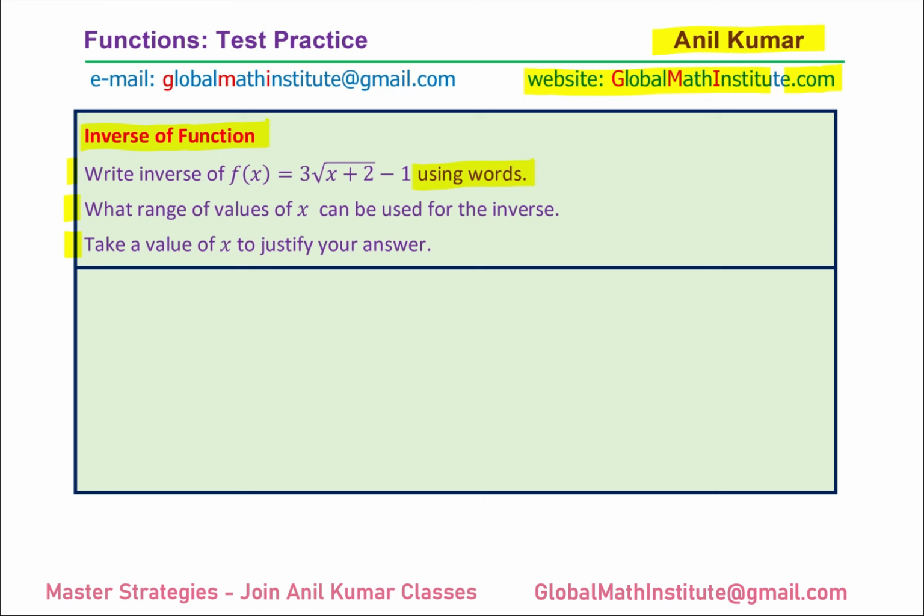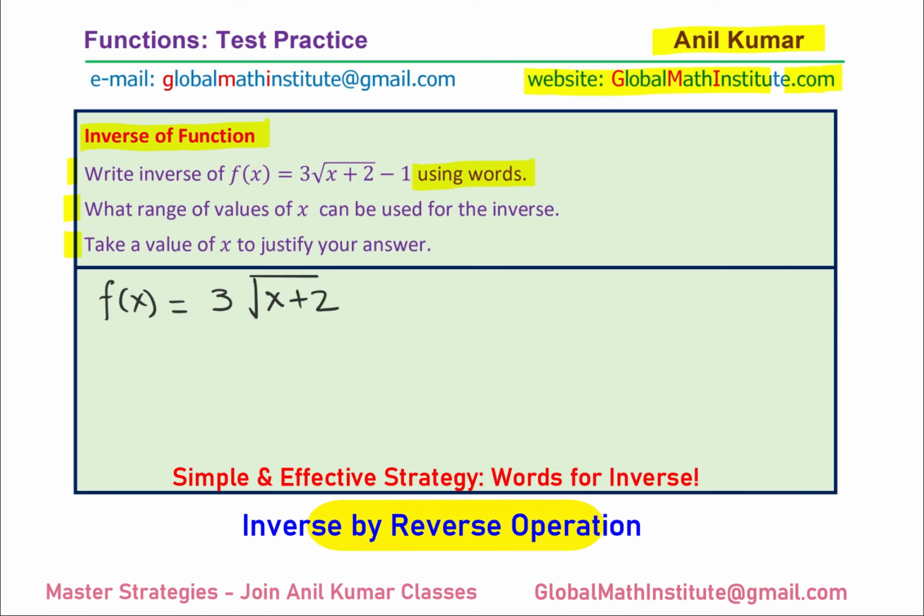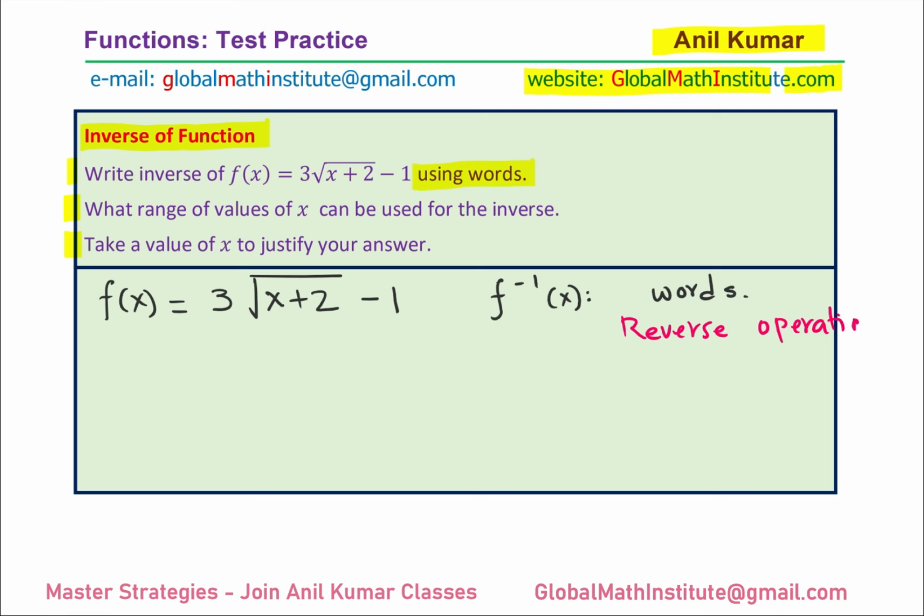We are given the function which is f of x equals to 3 times square root of x plus 2 minus 1. We need to find inverse of this function, correct? And that too using words. How will you do it? So let's try to understand the operations being performed, and then we are going to do reverse operations. Make sense? That is how we are going to find the inverse.